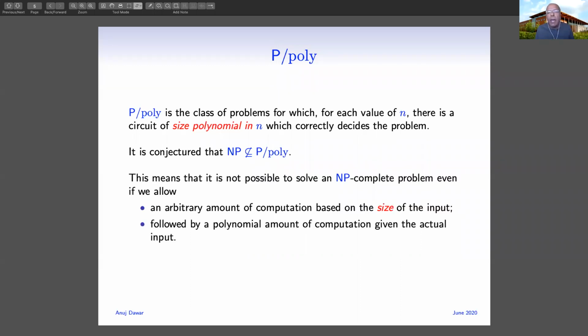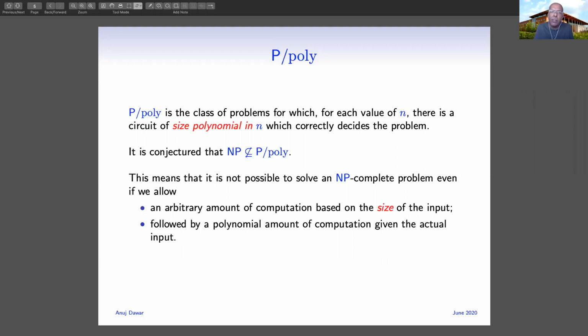That is, if you have an NP-complete problem, it's one thing to say there's no polynomial time algorithm. To say that there's no polynomial size family of circuits says that, let's allow the following protocol. We have an NP-complete problem. I'll only tell you the size of the input. And after that, allow you to do an arbitrary amount of computation. You can do anything you want to prepare. And then I give you the actual input, but from that point onwards, you do a polynomial amount of computation, right? That's really what P/poly is.